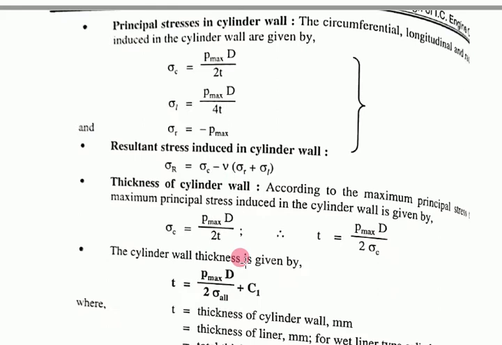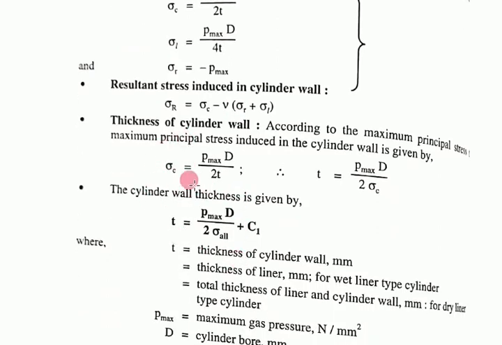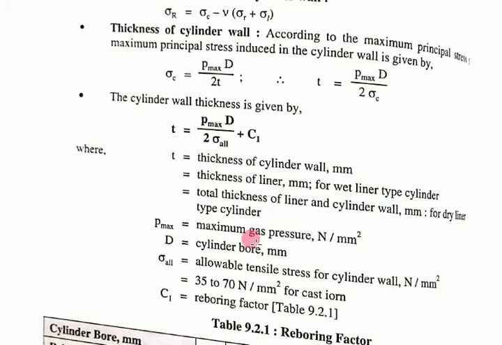So finally, the circumferential stress that we have to consider, and by using that circumferential stress we got the equation to find out the thickness: t = P max into D upon 2 sigma c, plus C1, which is required because it is the reboring factor. We have considered reboring factor C1. These terms you can pause and read.